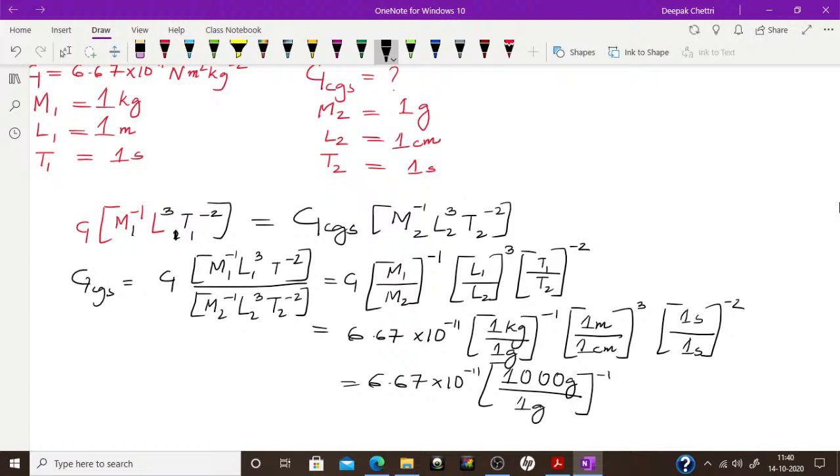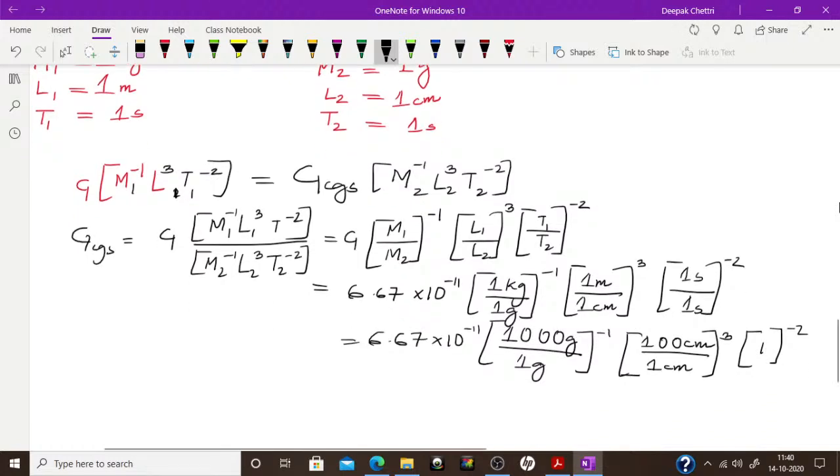And again this is minus 1. Meter we have to convert to centimeter, so this will be 100 centimeter. You should know these values, right? 1 meter is 100 centimeter divided by 1 centimeter to the power cube. Now these two I can cancel. If I cancel these two, I'll get 1, so 1 to the power minus 2, right?